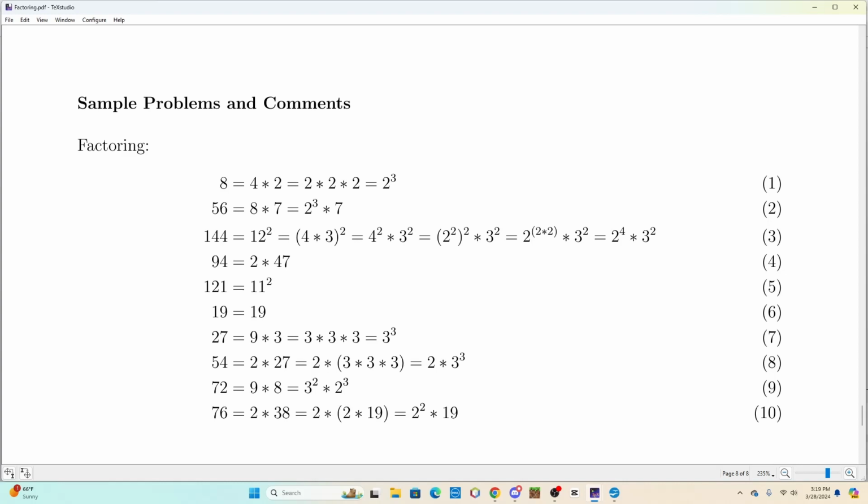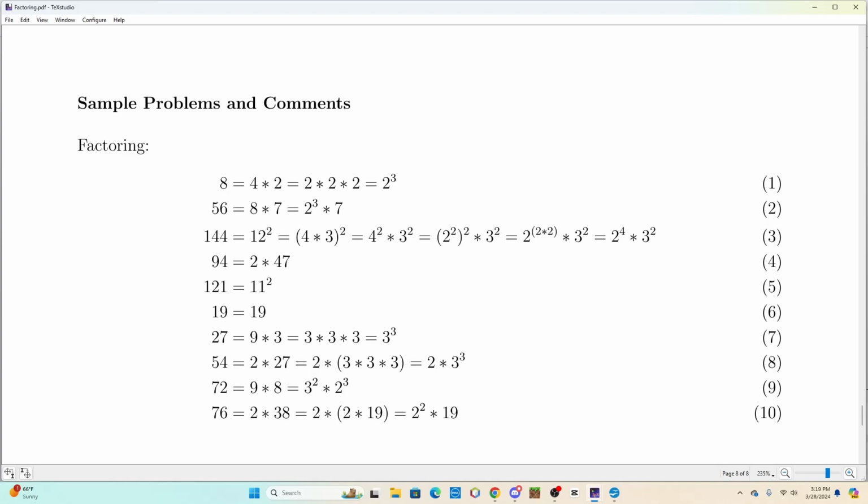Equation 6 is simple. 19 equals 19. 19 is a prime number, so this is factored as much as it can be. Equation 7 is factoring 27 equals 9 times 3, then 9 into 3 squared, and then combining the powers of 3 into 3 cubed. Equation 8 builds on equation 7 after 54 is factored into 2 times 27. 27 is equal to 3 cubed, so 54 is equal to 2 times 3 cubed.